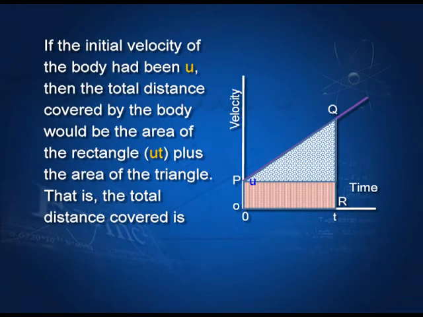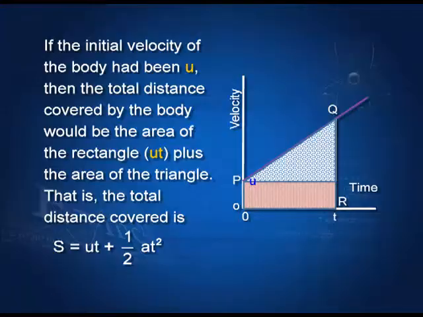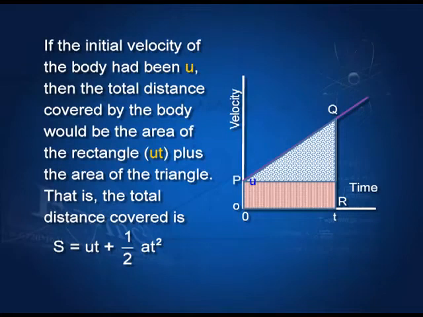Now, suppose the body started with a uniform initial velocity u, then the distance covered would be equal to the area of this rectangle plus the area of this triangle, which is u t plus half a t square, because the body started with initial velocity u. Therefore, we draw this rectangle and this triangle and take the area of these two, and we get the formula that the distance covered is equal to u t plus half a t square.